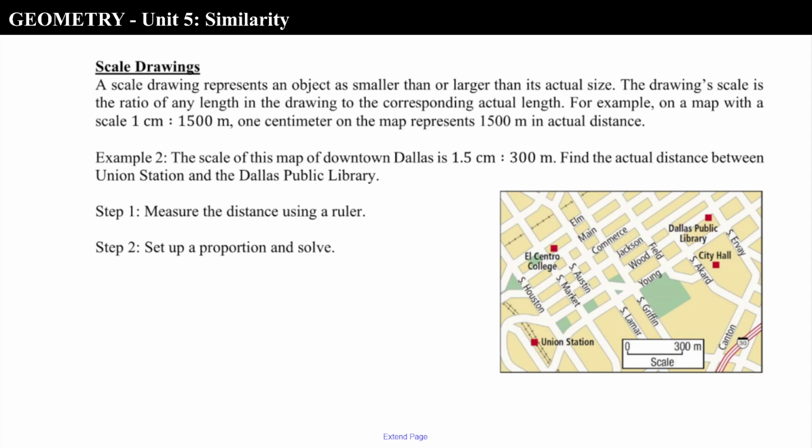So in example 2 here, we have a scale of downtown Dallas on a map where 1.5 centimeters is 300 meters. We're going to take our ruler and verify that scale, and then find the distance between Union Station and the Dallas Public Library and set up a proportion to find the actual distance.